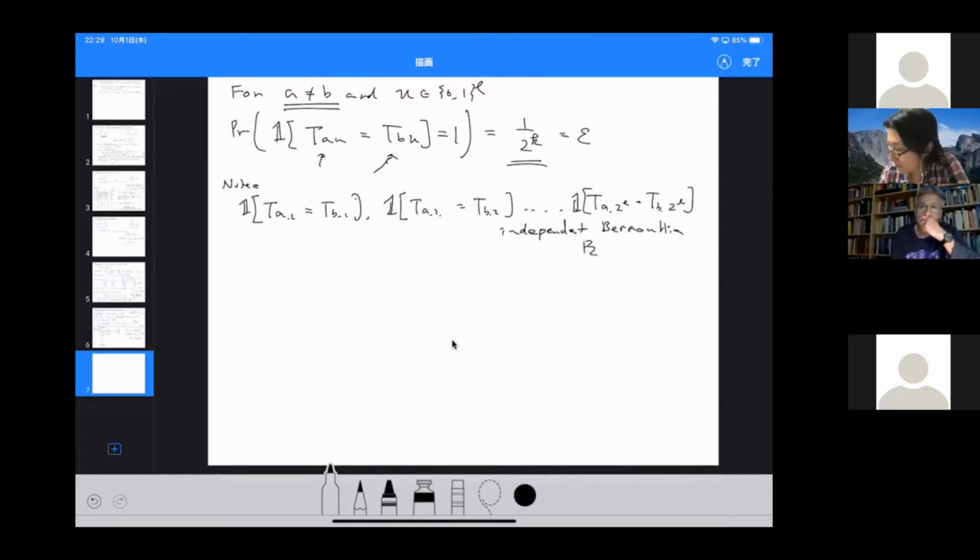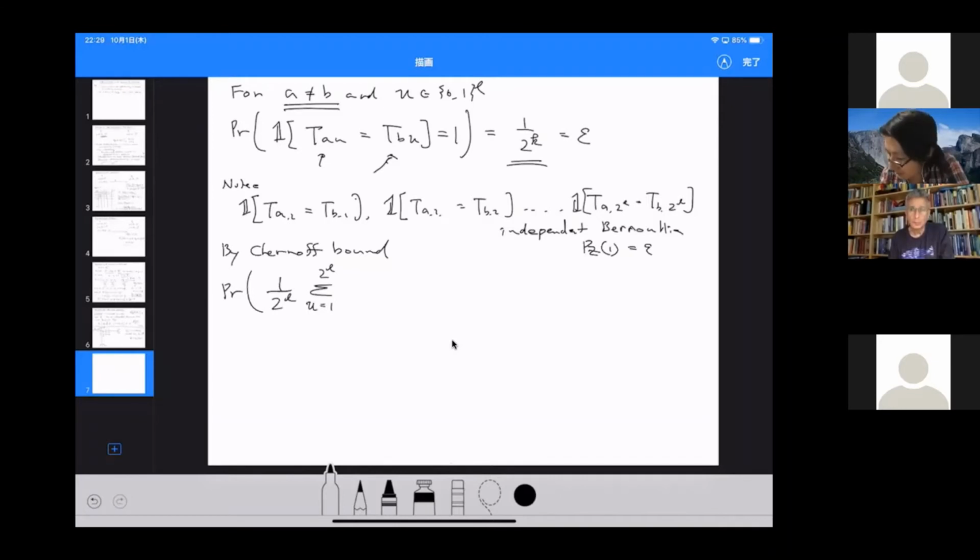With probability of 1 being epsilon. So by Chernoff bound, the probability that this arithmetic mean exceeds 2 to the epsilon is less than e to the power of minus epsilon square 2 to the power L over 3.